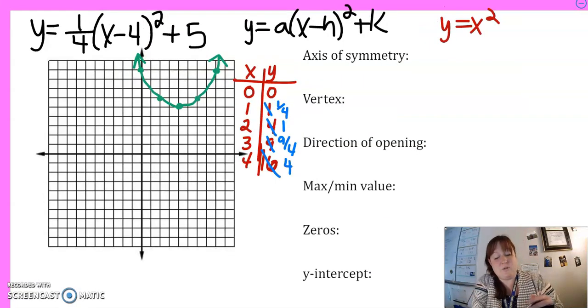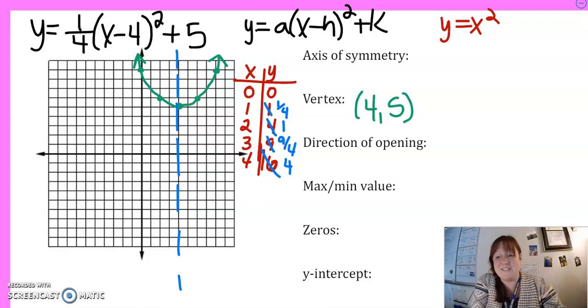So what's the axis of symmetry? Remember, the axis of symmetry is just straight down the middle. So it's right on our vertex. So actually, let's write our vertex first so we can find our axis of symmetry. Well, our vertex is at 4, 5, because remember, x is a liar. So if I see -4, it's actually at 4, and then the y-coordinate is 5. So that means my axis of symmetry is at x equals 4, because that's the x-coordinate of the vertex.